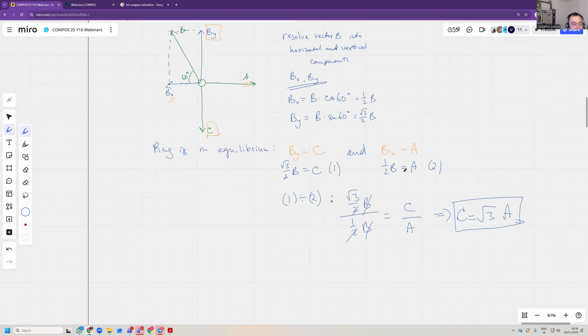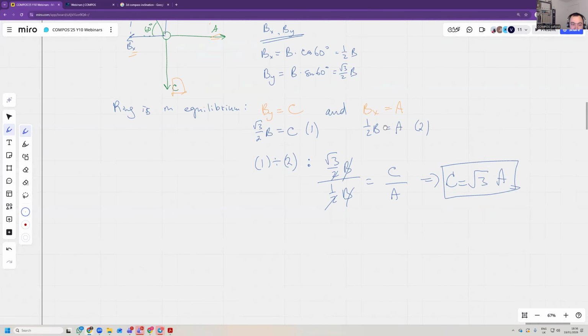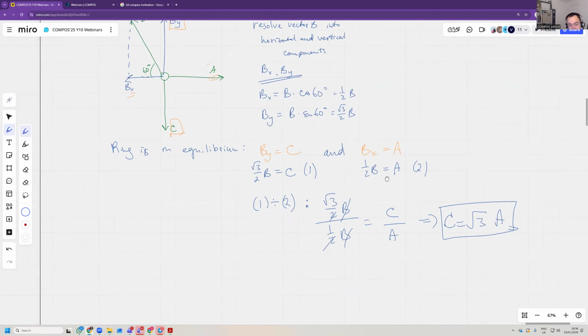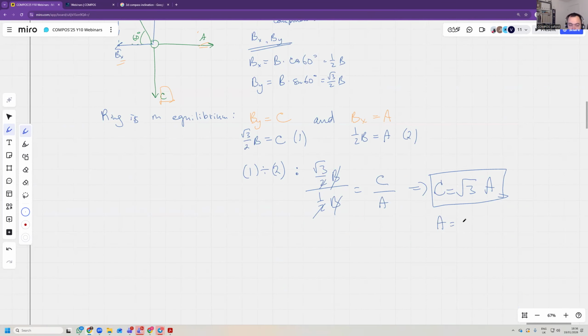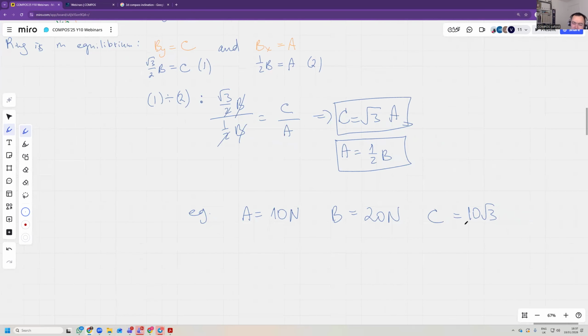And A and B, well, we know that the force in A is half of the force in B. So A is half the force of B. For example, if we know that A is 10 newtons, B would be 20 newtons, and C would be square root of 3 times A. So 10 square root of 3, which is approximately 17.3 newtons. Let's see if that makes sense.